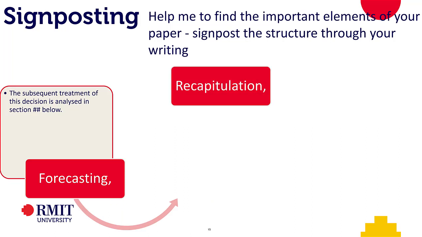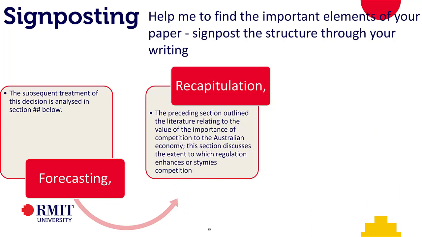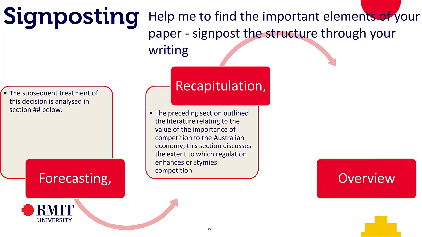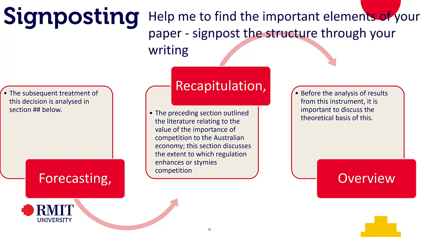Sometimes you need to recapitulate. An example there is when you really need to highlight something that you said earlier in order to make the point. And sometimes you just need to provide an overview. So before the analysis of the results from this instrument, it's important to discuss the theoretical basis, blah, blah, blah.